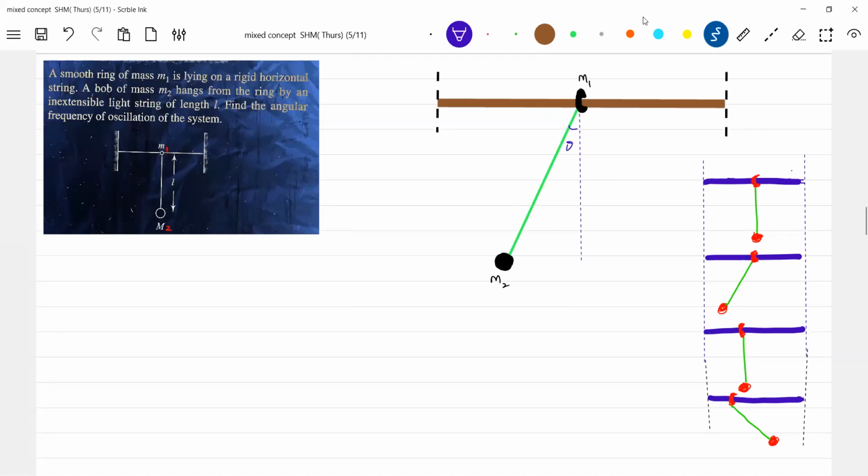Okay, the moment I release, what are the forces? The tension. Let me call it F here, because capital T is what we'll be using for time period. And the weight of the bob. So what is the force? It is acting in this direction. So there will be an acceleration of this. Let me call that A1, or anything it can be.